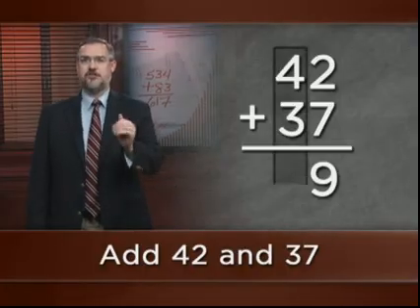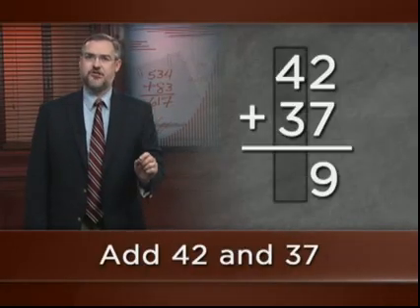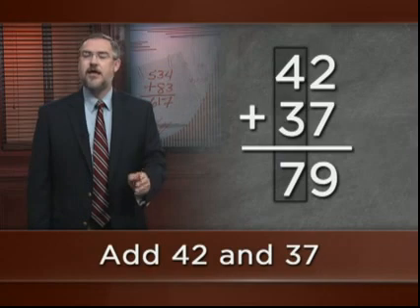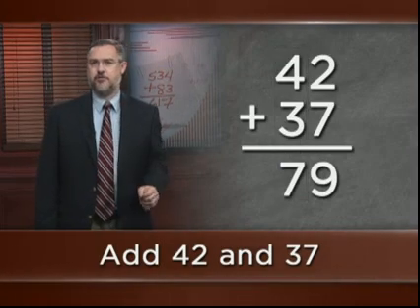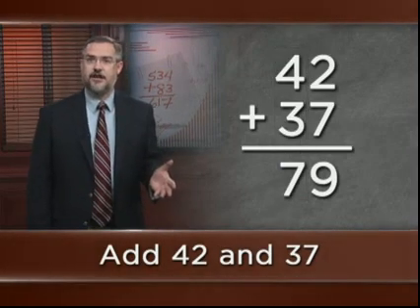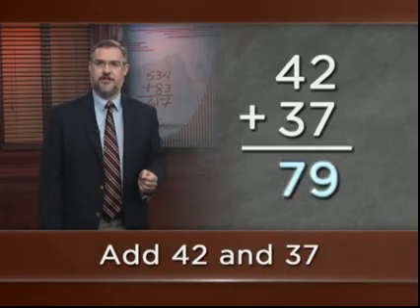Then we're going to move over to the next column. We're going to take 4 plus 3. We know that equals 7. And so we're going to write a 7 below the 3. And that gives us the final answer. The final answer is 79.